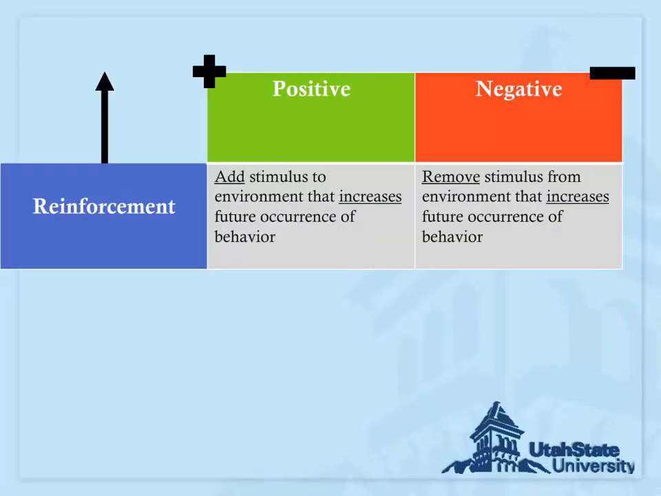Here is the first half of a simple diagram that summarizes what we've gone over so far. Reinforcement increases future behavior, as indicated by the upward arrow, and it can do this either positively by adding a stimulus to a person's environment, or negatively by removing a stimulus from someone's environment.